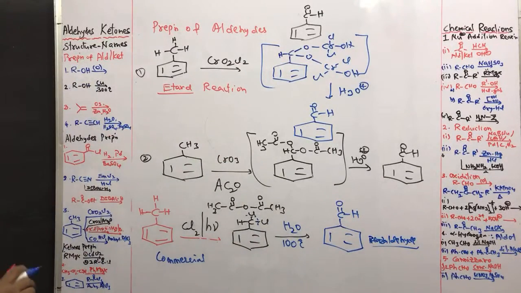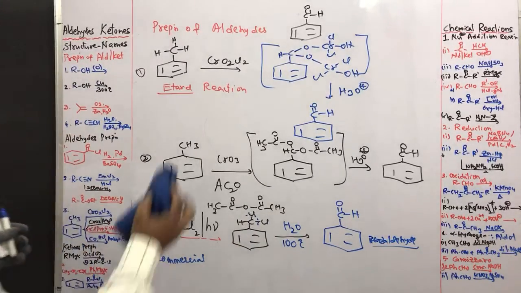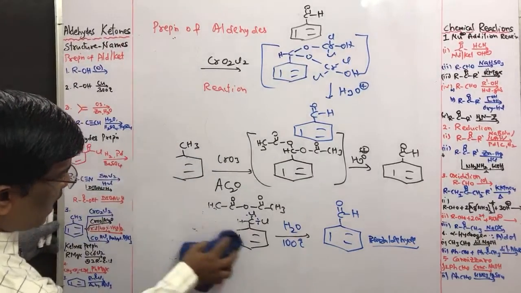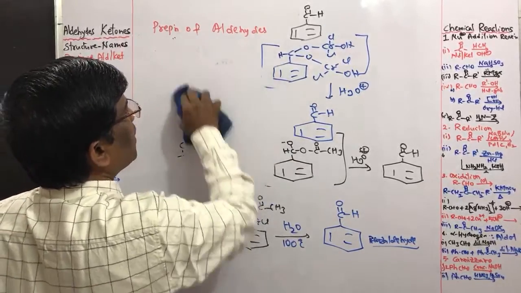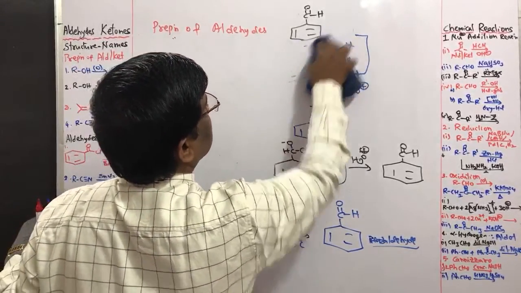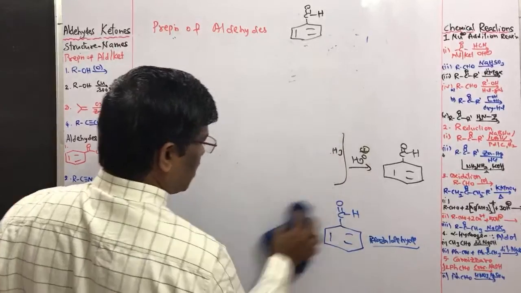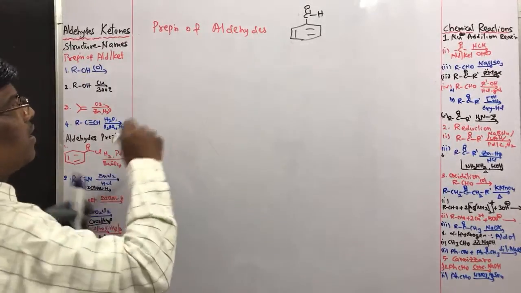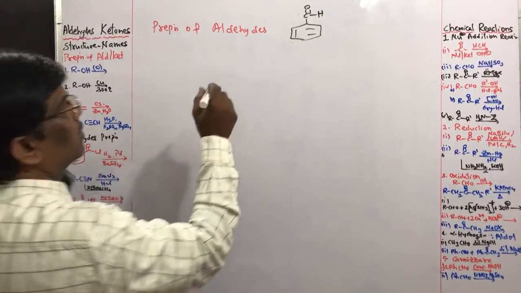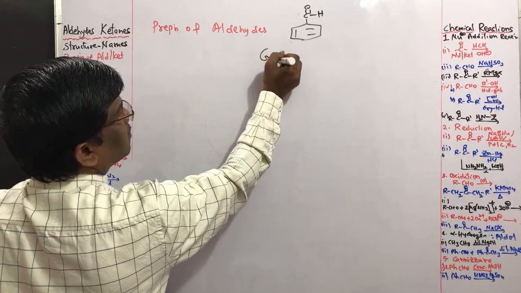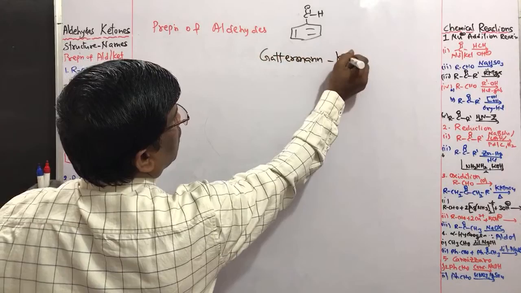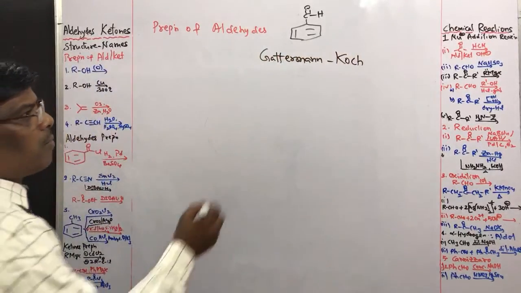Next. And one more very important name reaction under the preparation of benzaldehyde is Gattermann-Koch formylation or aldehyde preparation. What is Gattermann-Koch reaction? Anyone? Yes, students. Gattermann-Koch formylation.